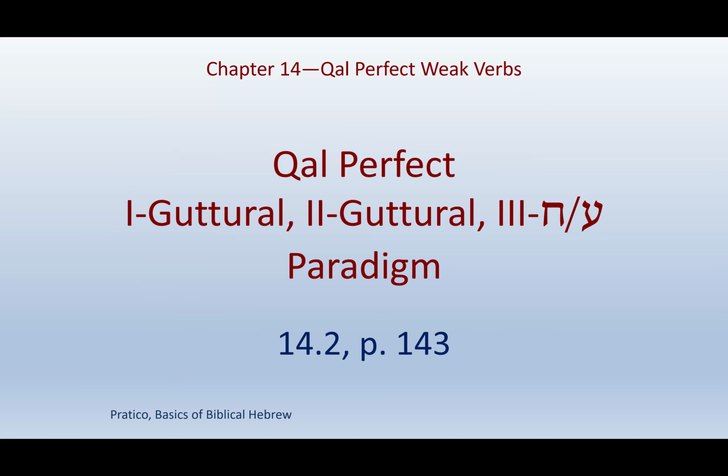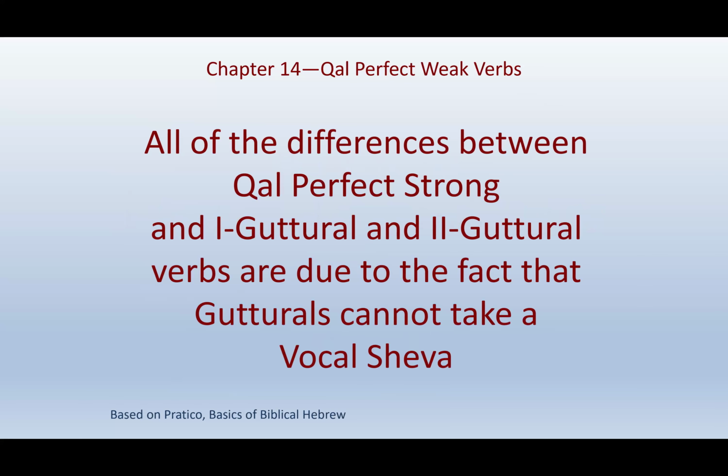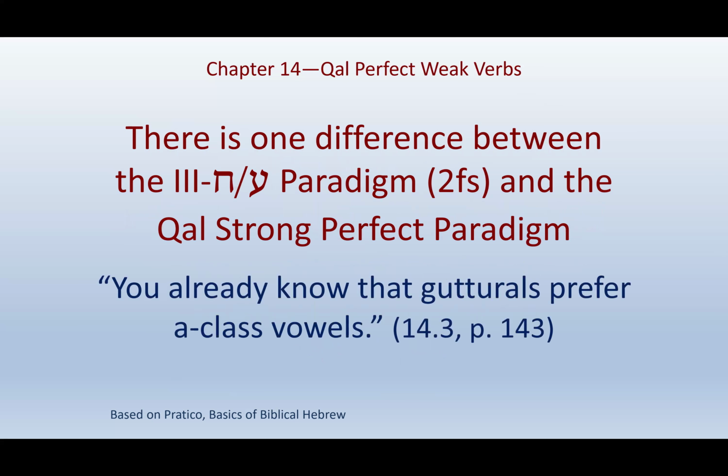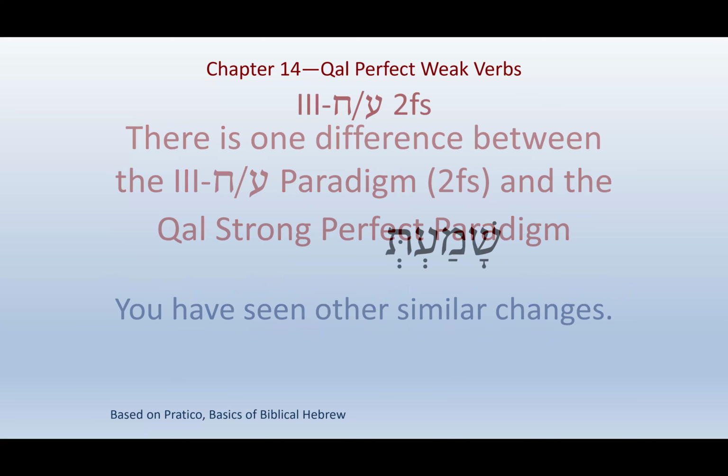Okay, I think that's all I wanted to point out there. All of the differences between the Qal perfect strong and the one guttural and two guttural verbs are due to the fact that the gutturals cannot take a vocal schwa. There is one difference between the three chet ayin paradigm and the Qal strong perfect paradigm, and that's the second feminine singular. You already know that gutturals prefer A-class vowels. We discussed that, and this is also mentioned in this chapter in 14.3 on page 143. And we've seen other similar changes in the past.